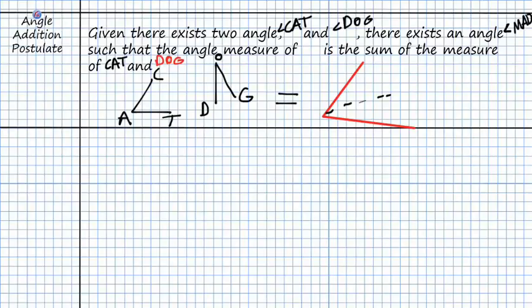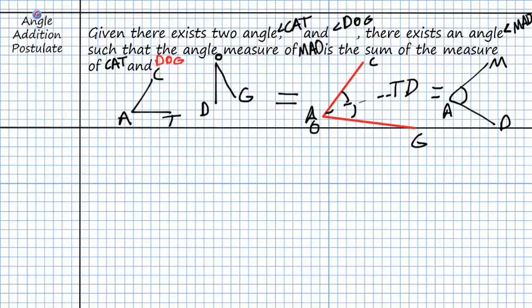So the measures of these will equal the measure of this angle here. So we can imagine that we're putting CAT and DOG together to create this one angle that is equivalent to this angle MAD. So again, a pretty simple concept. It's just putting those two angles together and saying that those angle measures are equal, right? And we can put MAD right here.